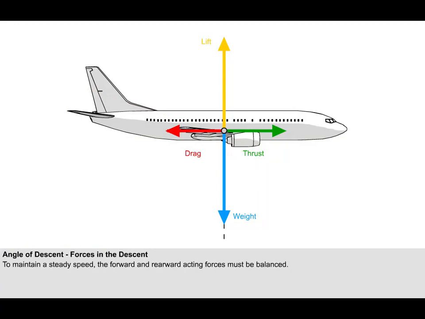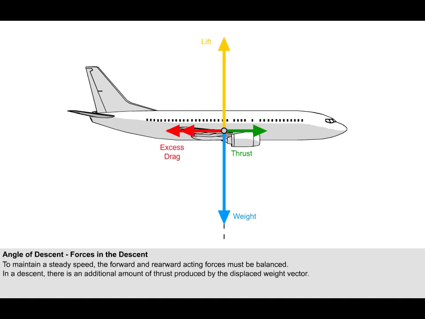Shown here is an aircraft in level flight with the forward forces balancing the rearward forces. Thrust in this case is balancing drag. In order to initiate a steady descent, thrust is normally reduced. Notice that the rearward force of drag exceeds the forward force of thrust and the aircraft slows down. The value of drag that exceeds the thrust force is called excess drag.